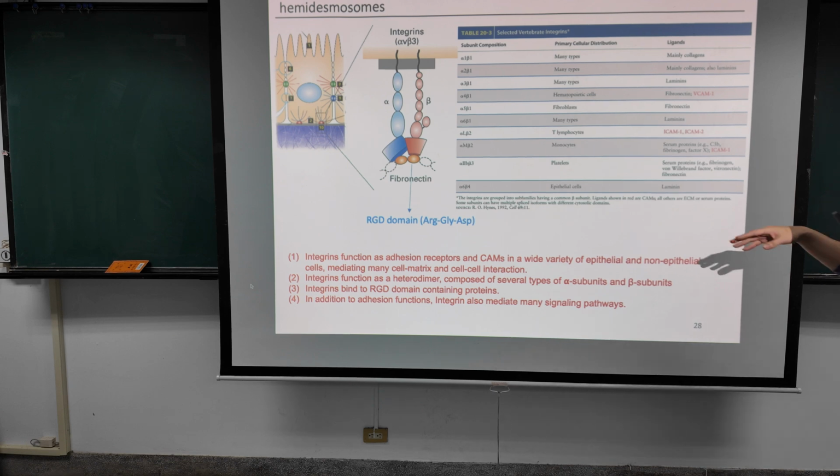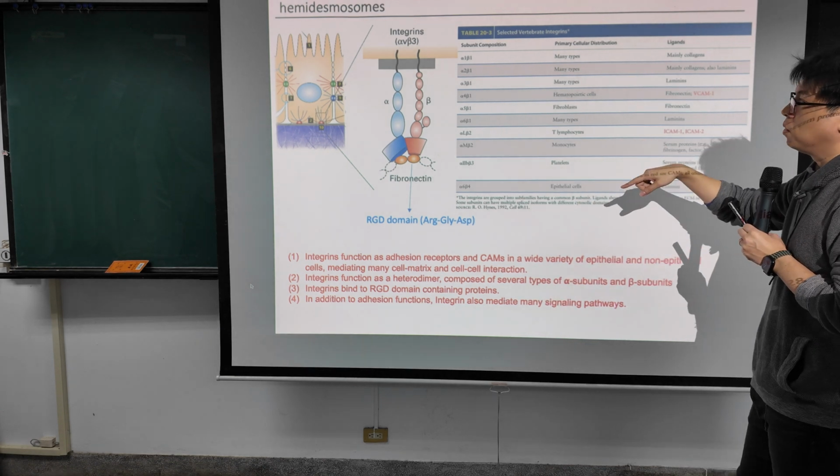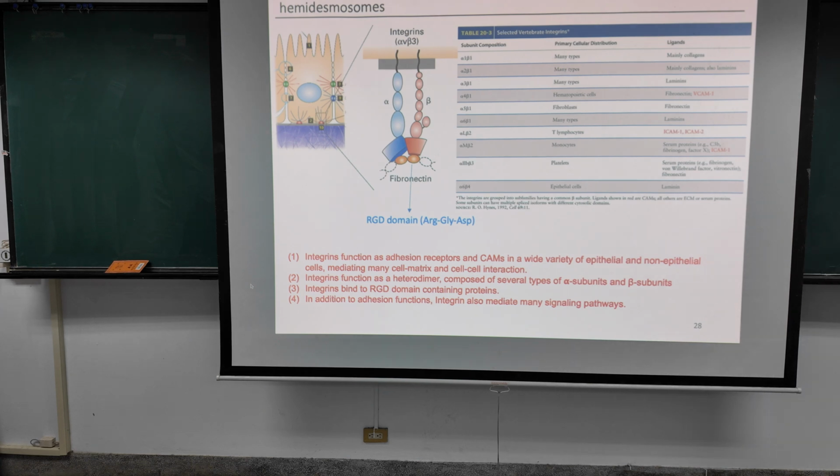They are formed by an alpha subunit and a beta subunit, with different combinations. For example, alpha 1 beta 1, alpha 2 beta 1, alpha 3 beta 1, alpha 4 beta 1, blah blah blah. I will not ask you to remember all of this because I cannot remember either. You just need to know there will be alpha 4 and beta 4, and with different combinations they sometimes have different functions. They will interact with different components.